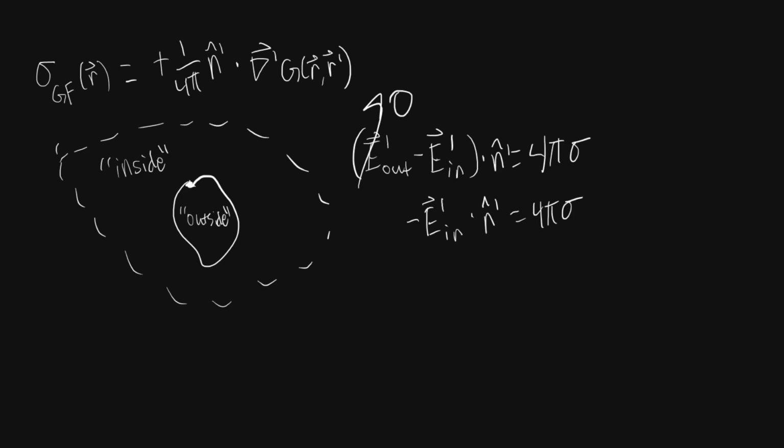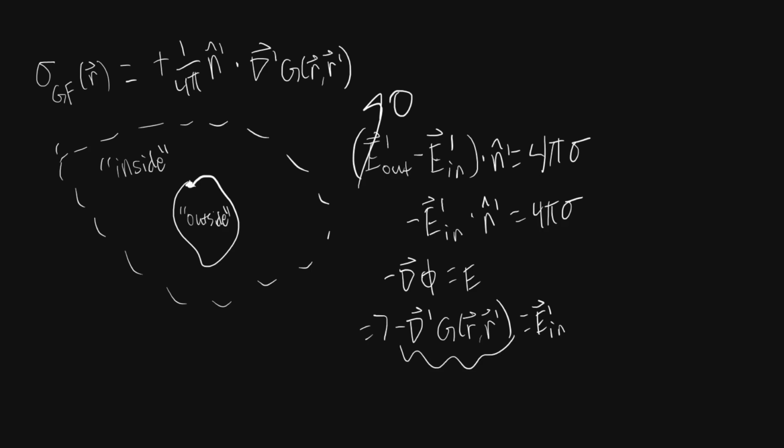But you might remember that the electric field is the negative gradient of the potential. The one thing you need to remember is that the Green's function is actually just a potential defined under specific conditions. And so the negative gradient of the Green's function is equal to E in prime.